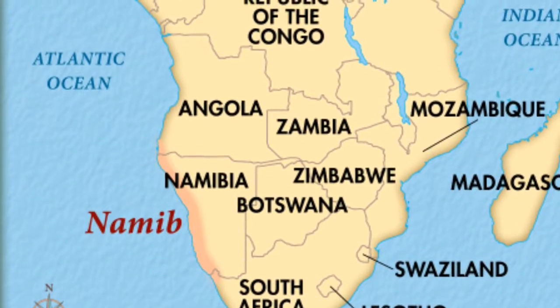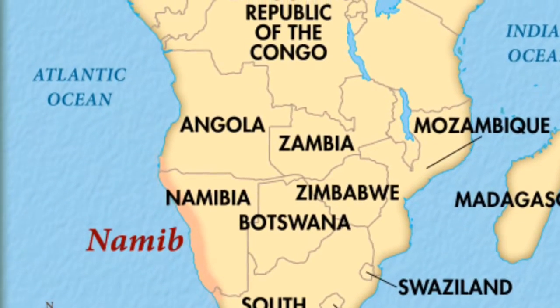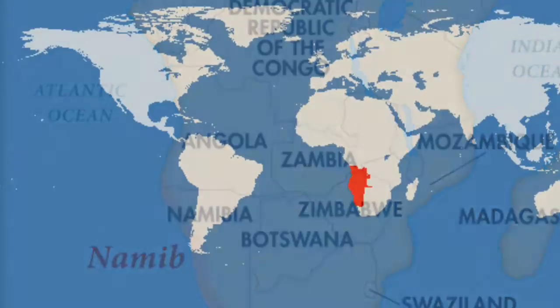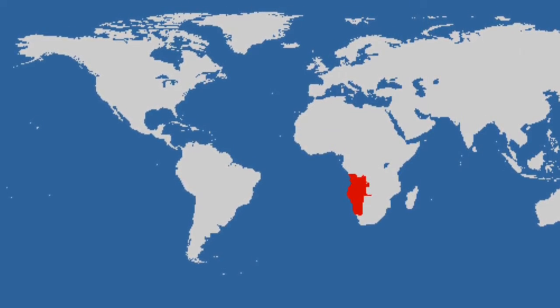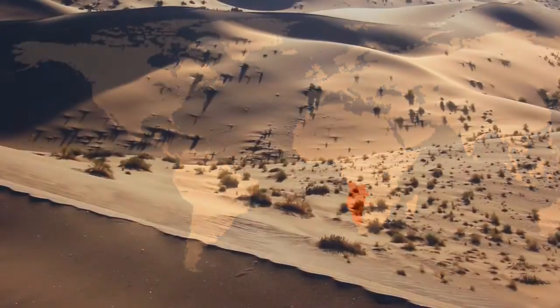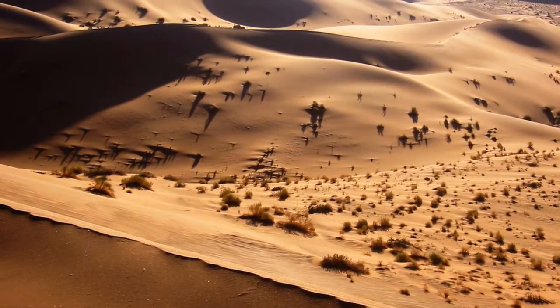The Namib Desert is along the coast of southern Africa. It stretches over 1,200 miles along the Atlantic and Indian Ocean. It goes through the countries Angola and Namibia.